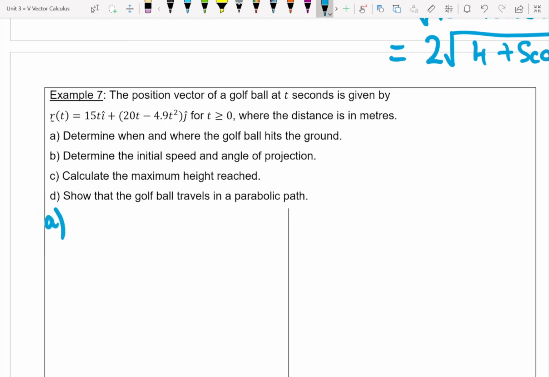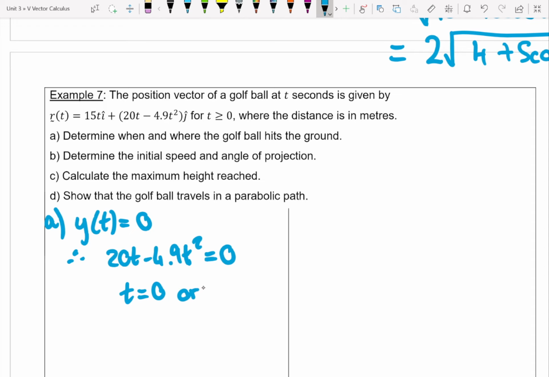So the golf ball is going to hit the ground when the y component is equal to 0. So y of t is equal to 0. Therefore, 20t take 4.9t squared is equal to 0. We can solve that out to see that t equals 0 or t equals 4.08 seconds. So at t equals 0 and t equals 4.08 seconds, the ball is at ground level.